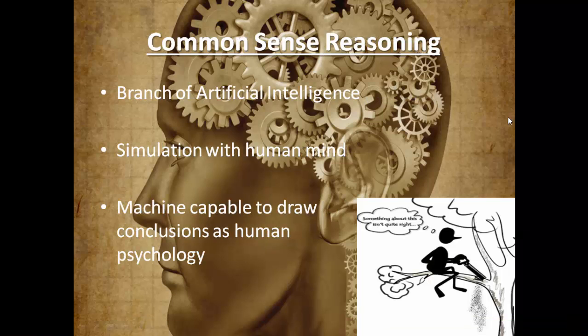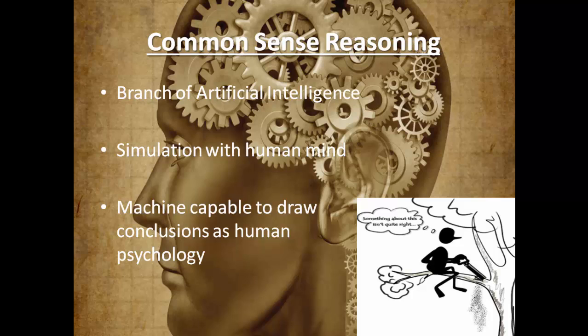Now comes what is common sense reasoning. As per Wiki, common sense reasoning is the branch of artificial intelligence concerned with simulating the human ability to make deductions about the kind of ordinary situations that we encounter every day. This includes judgments about the physical properties, purpose, intentions, and possible behavior of all ordinary things, such as people, cups, water, blocks, clouds, animals, and so on. A machine which exhibits common sense reasoning will be capable of drawing conclusions that are similar to human psychology.